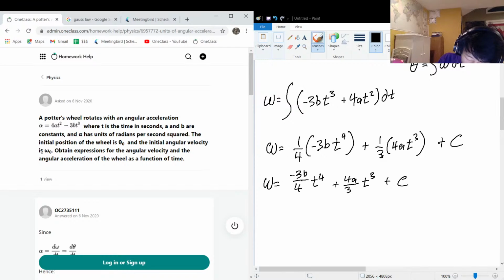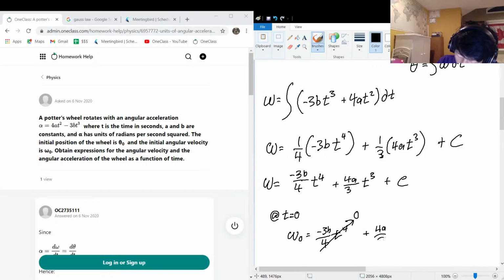So we know that at t equals 0, omega naught is equal to negative 3b over 4 t to the power of 4, but that's going to be 0. Same thing for the next term, 4a over 3 t cubed. That's going to be 0 with t equal to 0, plus c. So given that, c is equal to omega naught.